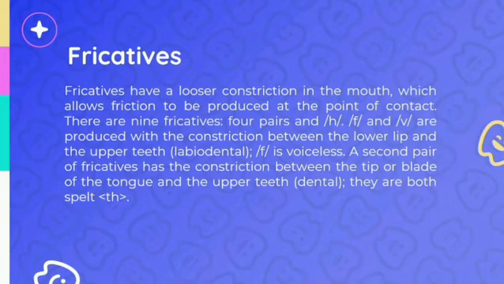Fricatives have a looser constriction in the mouth, which allows friction to be produced at the point of contact. There are 9 fricatives, 4 pairs, and h. The first pair are produced with the constriction between the lower lip and the upper teeth, or labiodental. F is voiceless, and the second pair of fricatives has the constriction between the tip or blade of the tongue and the upper teeth, dental. They are both spelled th.